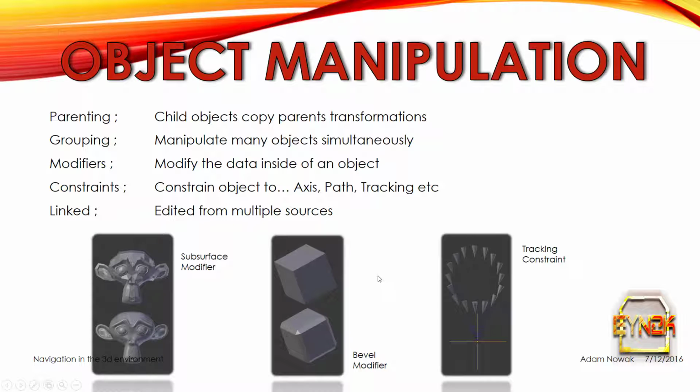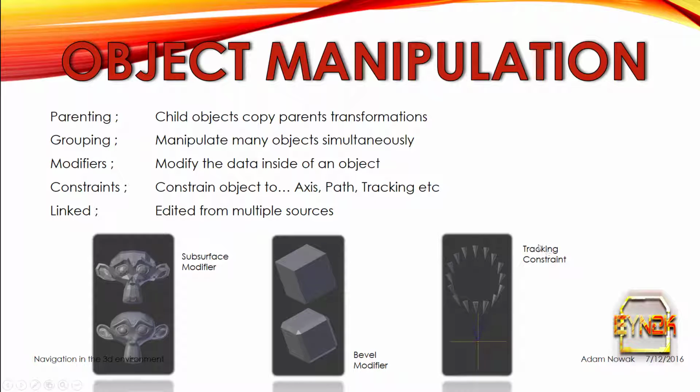Here's a quick list of some object manipulations and modifiers. The most common ones being parenting, grouping, using modifiers which you'll use a lot. Here's 2 cases of modifiers being the subsurface on the left and the bevel. As you can see, it adds some nice geometry, making it look really neat. Constraints are also really cool, and linking objects from multiple sources so that multiple people can work on large projects at once is very important in large projects. Here's a tracking constraint where it has multiple objects being tracked to a single point, being an empty.